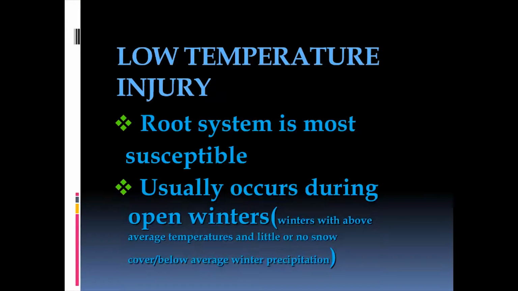Low temperature injury occurs when the temperatures are fluctuating and drop and extend for a longer period of time. You usually don't think about it, but it's the root systems of the plant that are the most susceptible to extreme changes in low temperature. When we usually see that is in open winters, and open winters are kind of what we experience now. You have those long stretches of above average temperatures, with not a lot of rain, because plants need moisture during the winter too, and that causes things to stress out.